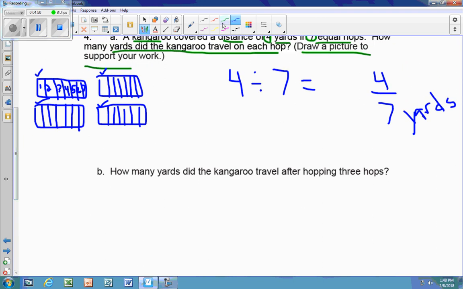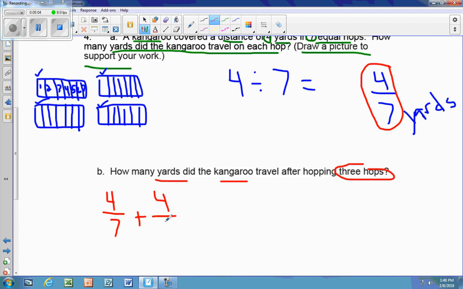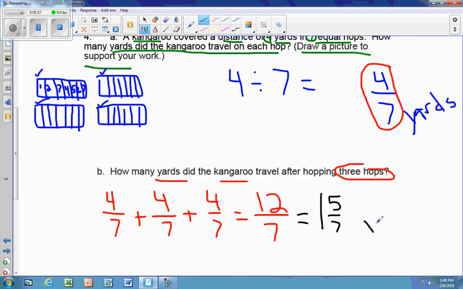Now it says, how many yards did the kangaroo travel after hopping 3 hops? Well, this was for 1 hop, but I want for 3 hops, so I'm going to add 4/7, 1 hop, another 4/7 for a second hop, and another 4/7 for a third hop. When I add them, I get 4 plus 4 plus 4 is 12, and our denominator stays the same when we add. This is improper. Because it's improper, I need to make it a mixed number. And 7 goes into 12 one time. 5 is left over out of 7, and it's 1 5/7 yards for the 3 hops.